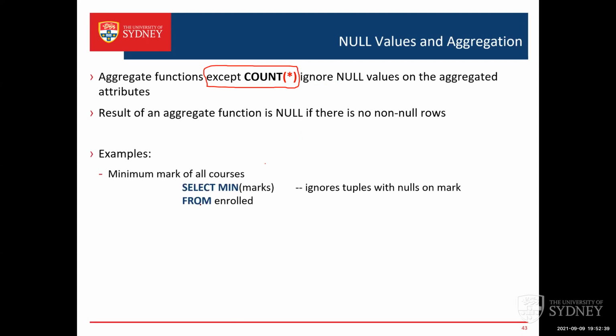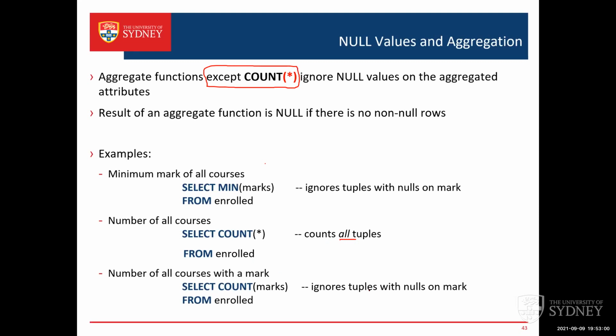Okay. So if I write SELECT MIN(marks) FROM enrolled, if we have some null values there, it will simply ignore those tuples and give you the minimum excluding those nulls. But if I write COUNT(*) FROM enrolled, it will count all the tuples, even if you have some null there. COUNT(marks) will definitely ignore null. So only when you have COUNT(*), it will count all the tuples. That simply means it will take into account the null values as well. But in all the other cases, it will simply ignore the null.